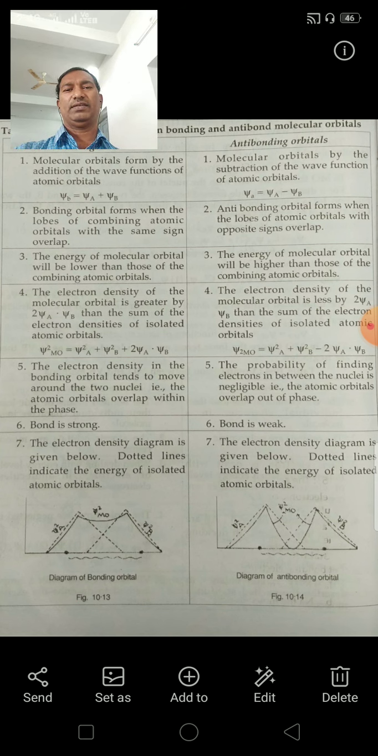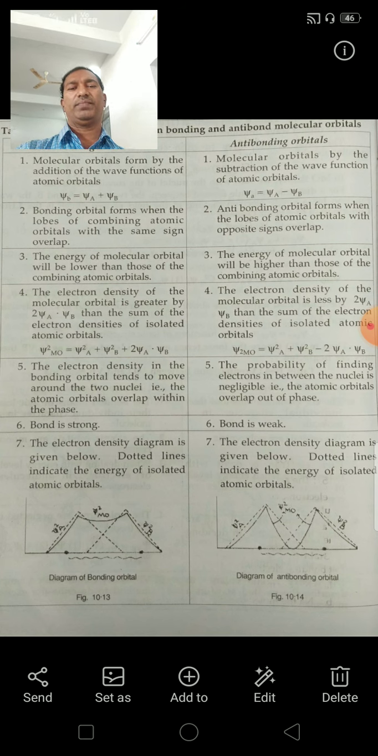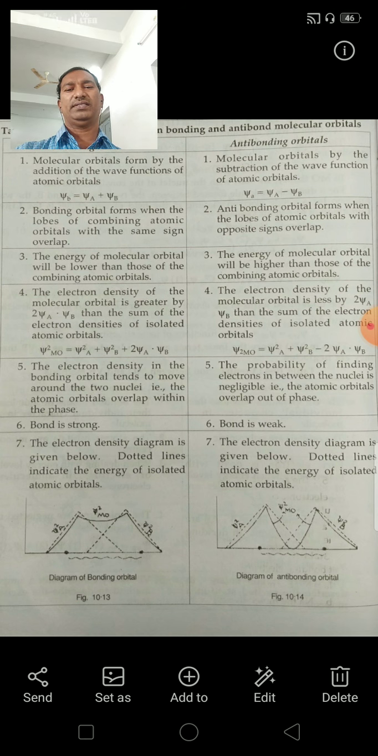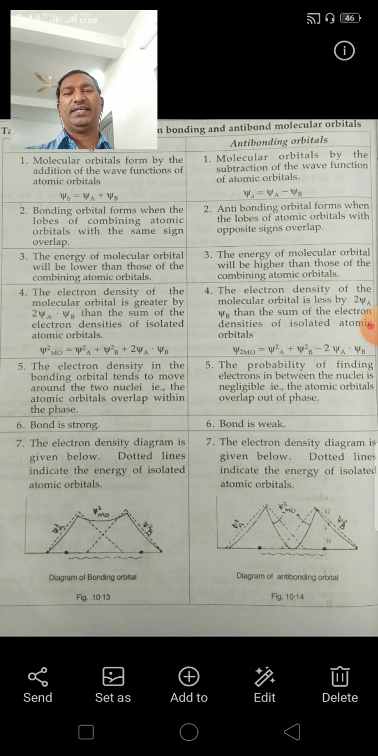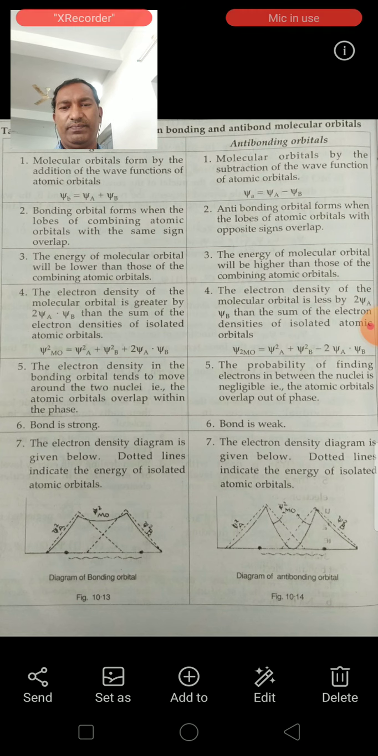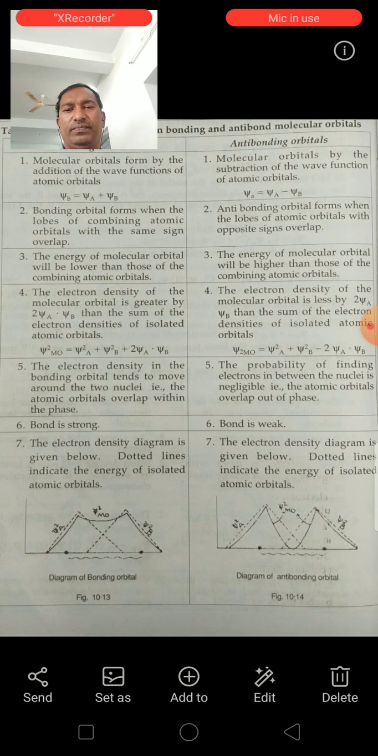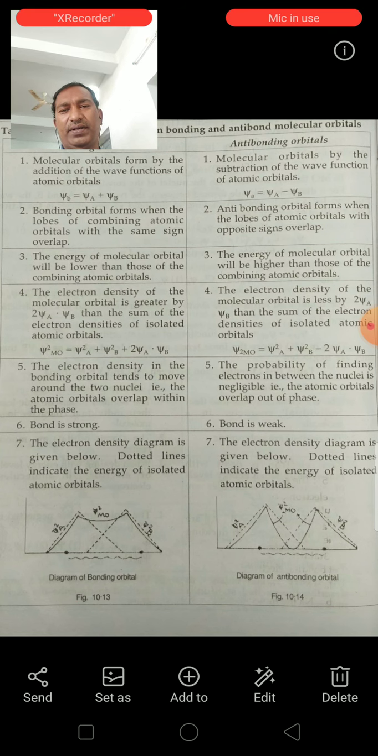Next, in the case of the bonding molecular orbital, the bond is strong. In the antibonding molecular orbital, the bond is weak. Seventh point: the electron density diagram is given below. Dotted lines indicate the energy of associated atomic orbitals, and the thick line is the molecular orbital. Here the molecular orbital energy is less than the atomic orbitals.